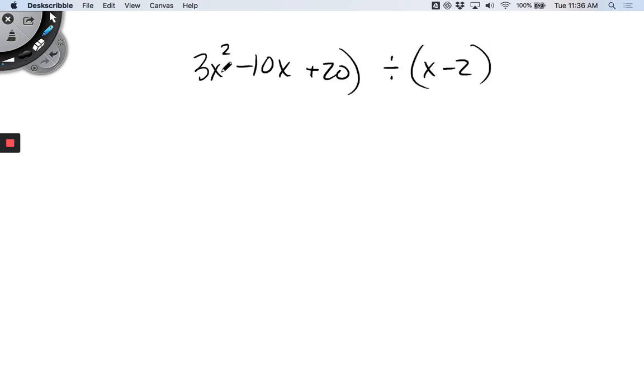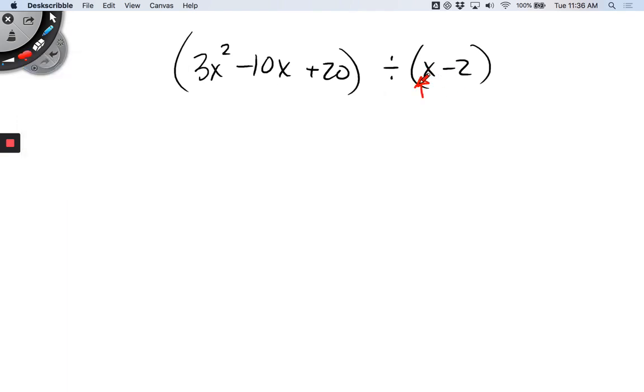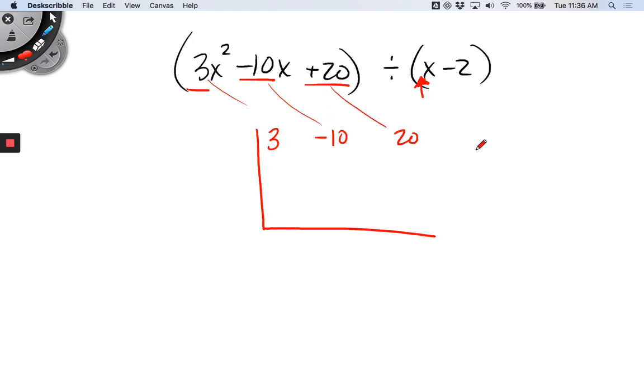So if I have this, I can do synthetic division because there's no coefficient in front of this x. And so to do synthetic division, we draw a giant L, and we take the coefficients of the trinomial that's being divided. So 3, negative 10, and 20. So I just brought those down. Then here's the part that most people forget. Now I'm going to take this x minus 2 and change this sign. So it's going to become a positive 2 on the outside.